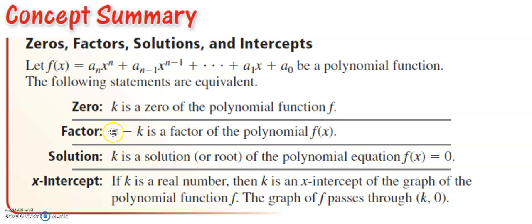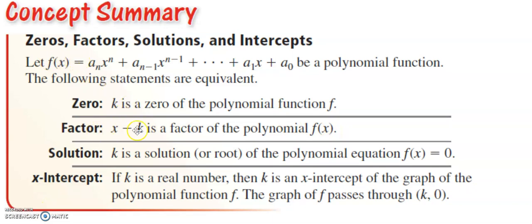A factor would be x minus k. So x minus k is a factor of the polynomial f of x if, when we divide f of x by x minus k, we get a remainder of 0. A solution, so k is a solution or root, so root is another term we've heard, of the polynomial equation f of x equals 0. So if this makes the equation true, then it is a solution or a root. And then x-intercept. So if in all of these instances k is a real number, then k is an x-intercept. And it will show up on the graph at the point k comma 0.